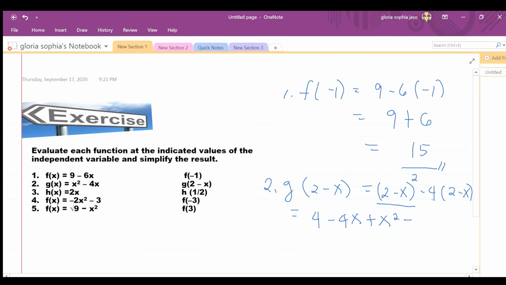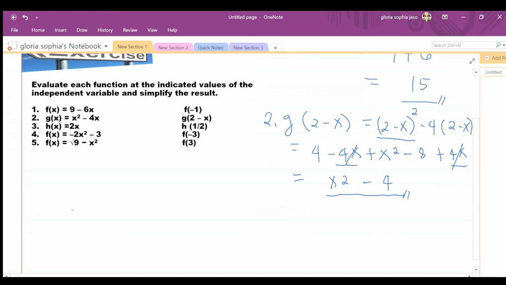Minus negative 4. Distribute natin si negative 4 kay 2 minus x. So, magiging negative 8. Negative 4 times negative x magiging positive 4x. Then, combine like terms. So, mapapansin natin, meron tayo ditong negative 4x, meron tayong positive 4x. So, pwede na natin gawing 0 yan. Then, simplify, ano na lang yung natira? So, x squared tapos 4 plus negative 8. So that's negative 4. Okay, so that's our answer in number 2.